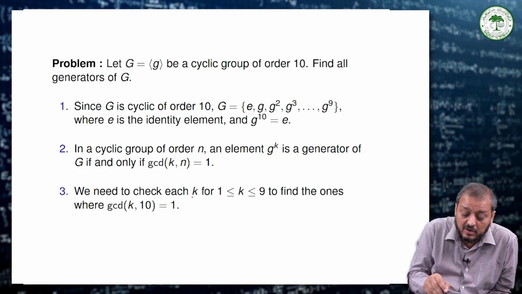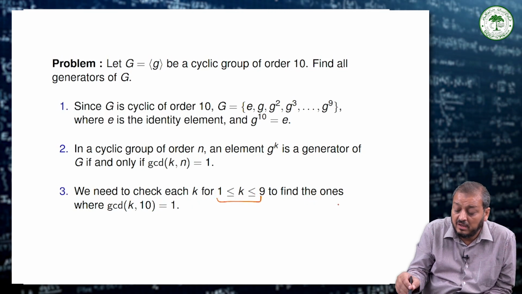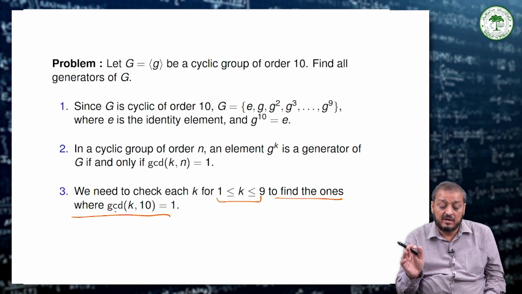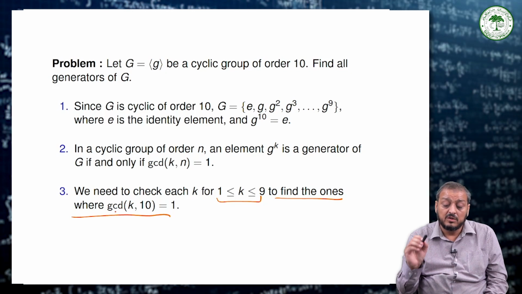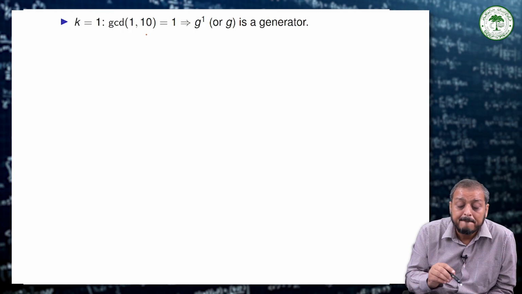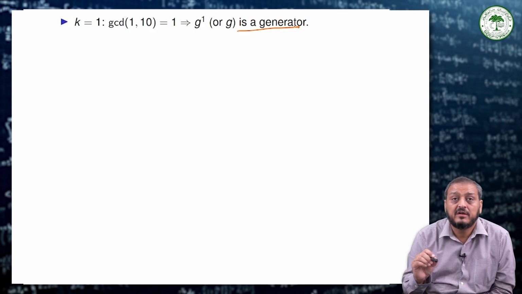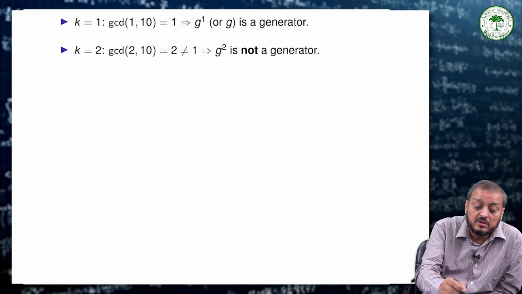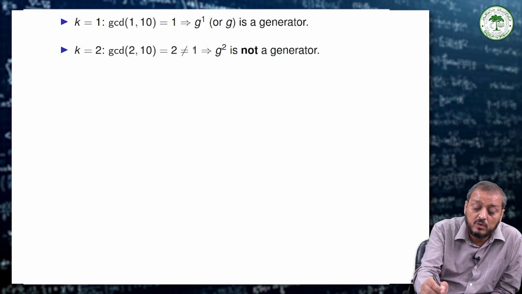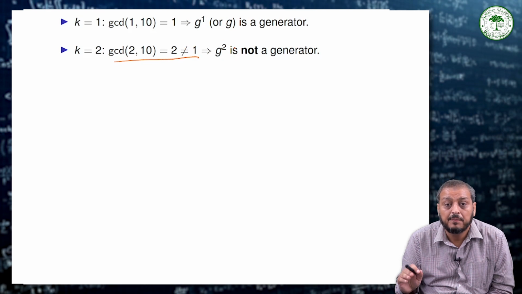So, we need to check only k between 1 to 9, and find the ones where the GCD of k and 10 is equal to 1. So, we take k equal to 1, then GCD of 1 and 10 is equal to 1. So, g to the power 1, or g, is a generator. Now, for k equal to 2, GCD of 2 and 10 is equal to 2, clearly not equal to 1. So, g square is not a generator in this case.